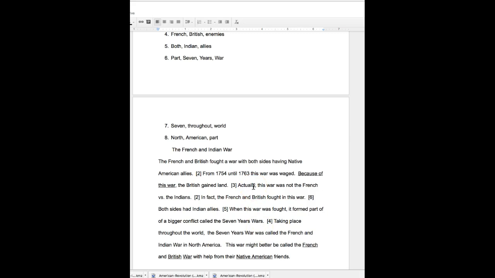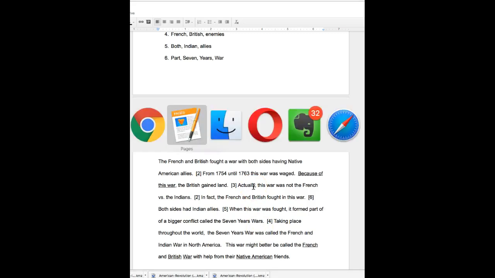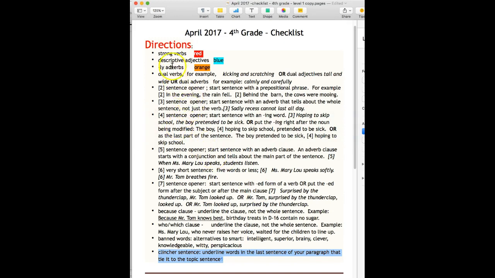Okay, so now if we go back to our checklist, you look and you'll see you want to add also your strong verbs, descriptive adjectives, etc. But I'll end this now so it doesn't get too long.